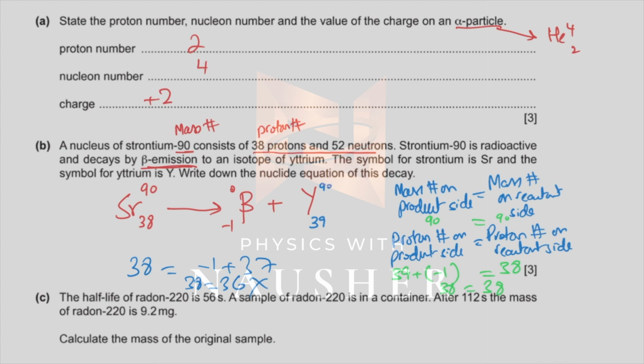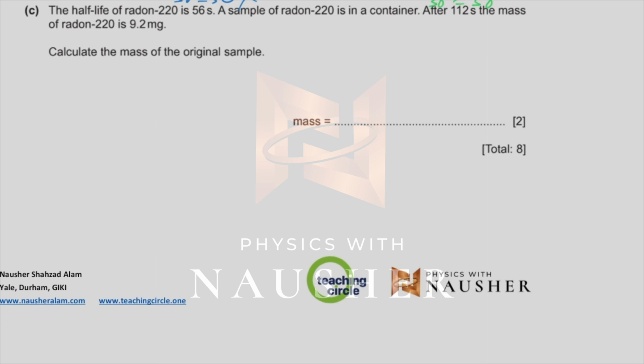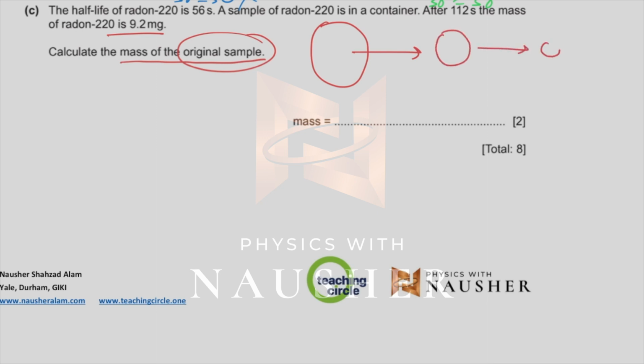Now coming on to the last part of this question, that is the half-life of radon 220 is 56 seconds. The sample of radon 220 is in a container. After 112 seconds, the mass is 9.2 milligrams. Calculate the mass of the original sample. So देखो sample इतना बड़ा था, decay हुआ, छोटा हुआ, decay हुआ और छोटा हुआ. Now the mass reduces by half after 56 seconds. Okay. And then reduces by half after another 56 seconds. So this is half of this and this is half of this. Total time कितना गुजर चुका है? If you add the two times, what you get? You get 112 seconds. ठीक है.